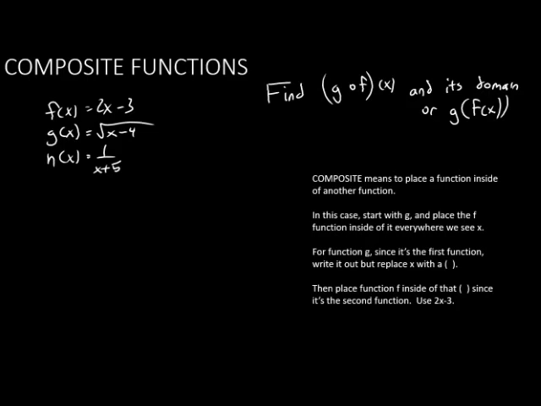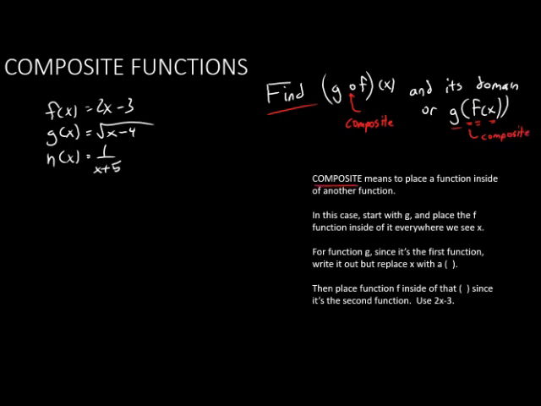Here we'll deal with another type of combination which is called a composite function. I've asked you to find g with a little circle in the middle and then f of x. The little circle in the middle stands for composite. A composite function can also be written with a letter, then a parenthesis, and then a second letter followed by x. If you see this configuration with two letters next to each other and a parenthesis in the middle, that also means composite.